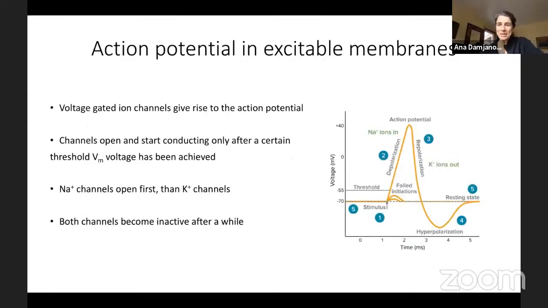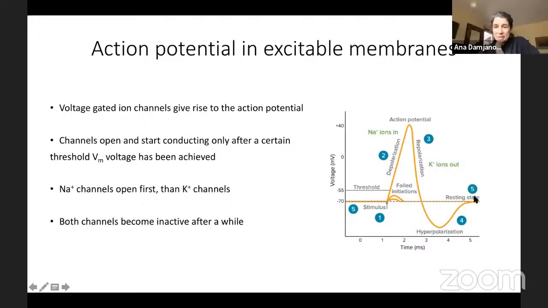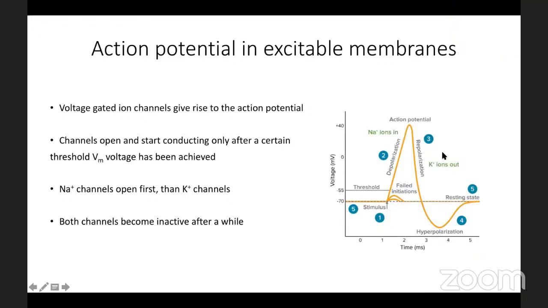Voltage-gated ion channels are exciting because they contribute to the action potential. So they respond to changes in the membrane potential. So when a threshold is reached, they can open, and that lets sodium ions into the cell. So that results in the changes in the membrane potential. So then potassium channels open, and after a while, both channels inactivate, and the resting state is achieved.